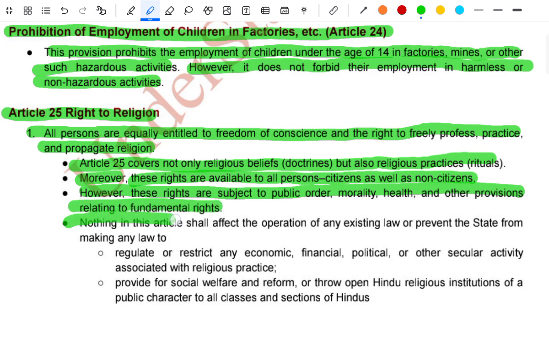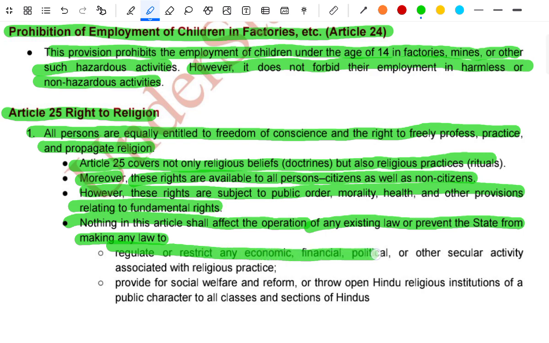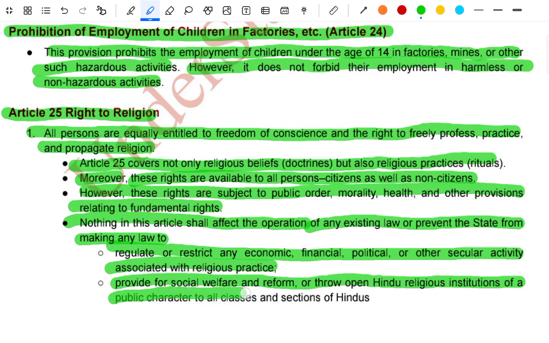Nothing in this article shall affect the operation of any existing law or prevent the state from making any law to regulate or restrict any economic, financial, political, or other secular activities associated with religious practice, or to provide for social welfare and reform, and the throwing open of Hindu religious institutions of a public character to all classes and sections of the Hindus.